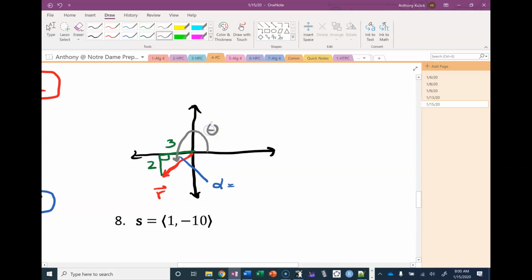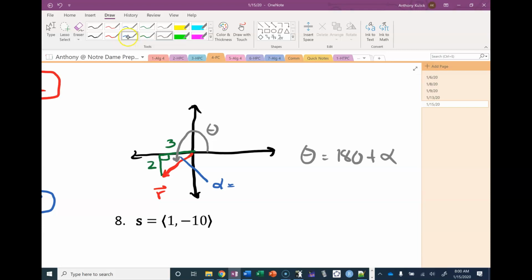I'm going to call that theta. So what's the relationship between theta and alpha? Well, you'll notice that the last axis that I passed before getting to the terminal side of my angle was the x-axis. We had said when that's the case, we're going to be adding. So theta is going to be 180 plus alpha.